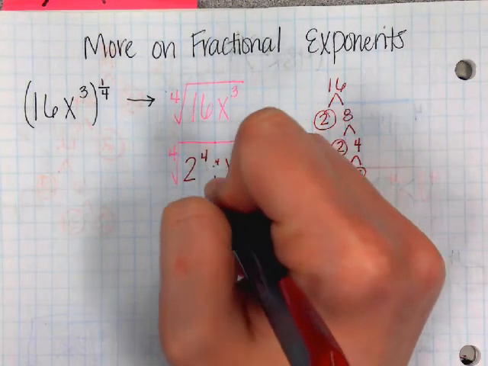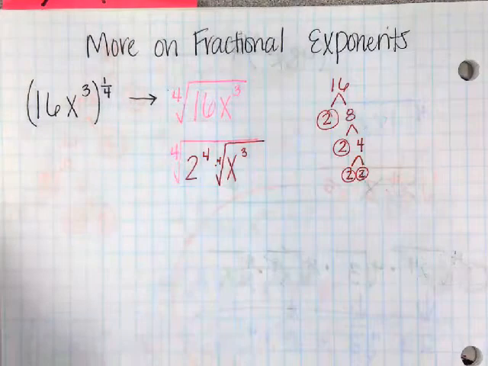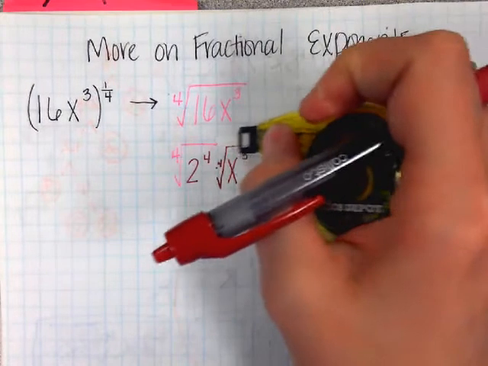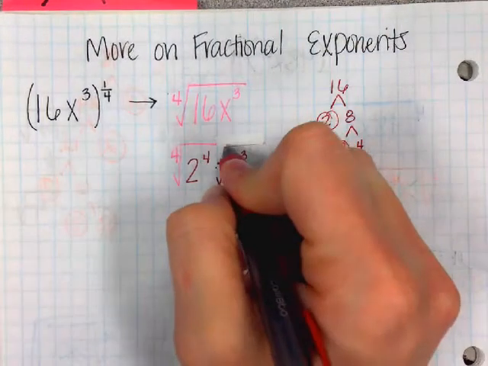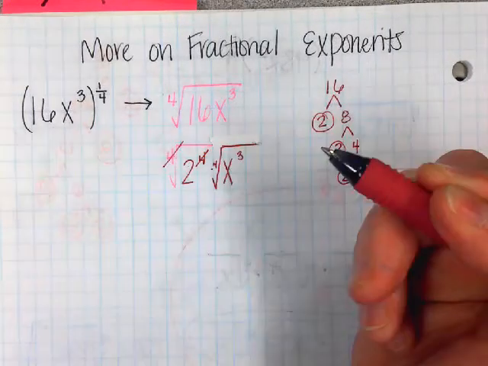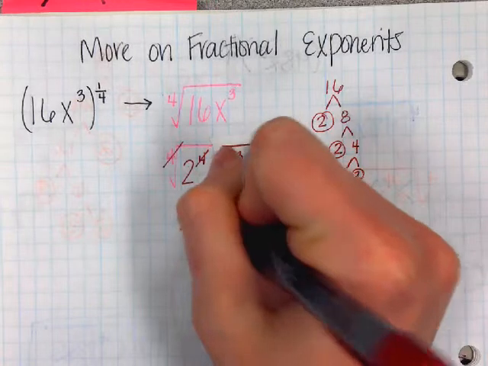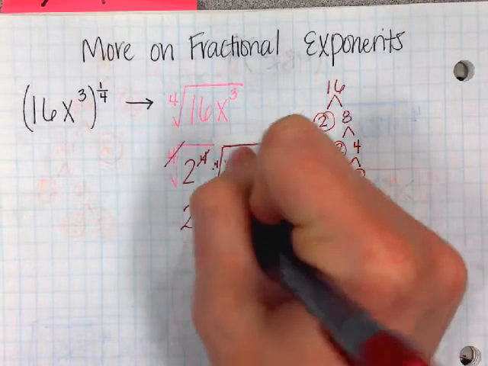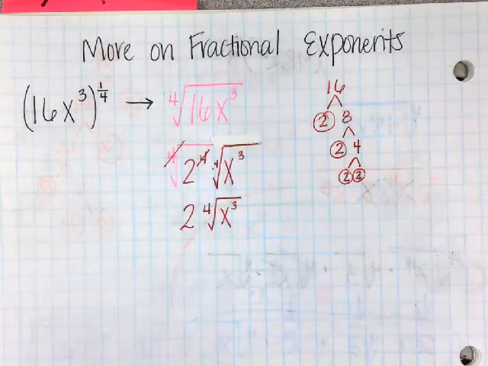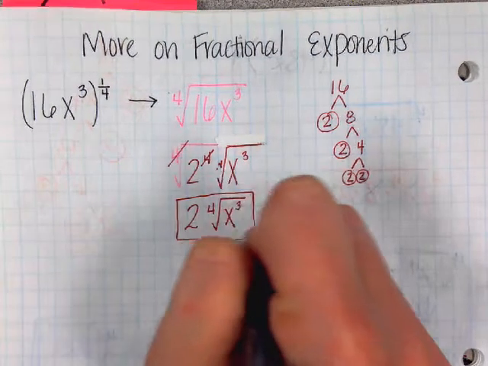I'm going to go ahead and write a second one there just so you can see it. That is not underneath two radicals. It's just a single radical. And then the 4th root and to the 4th power cancel. So it'd be 2 times the 4th root of x cubed. And that would be my answer. That's as simplified as I can get.